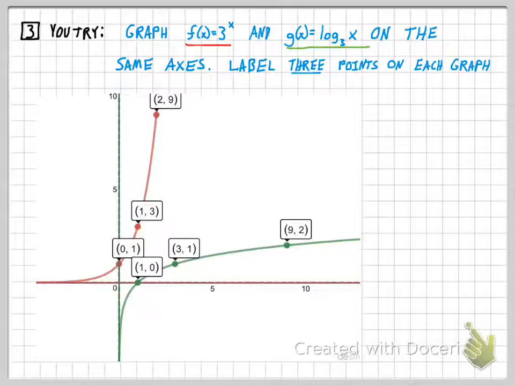The exponential graph should have a horizontal asymptote. You see that here, y equals 0. And the logarithmic graph should have a vertical asymptote of x equals 0. So again, when you're graphing logarithmic functions, it's very helpful to think of them with their inverse pair, which is the exponential function with the same base.